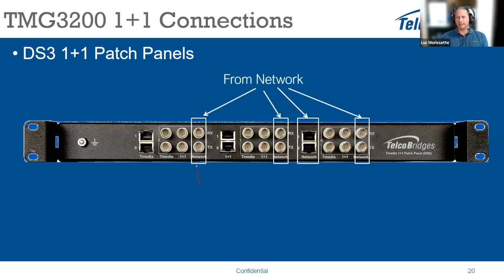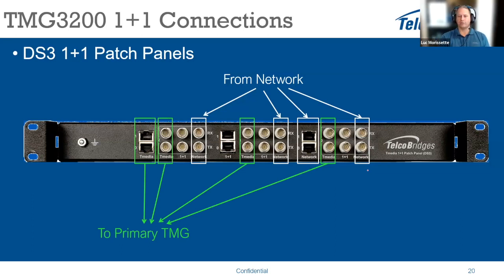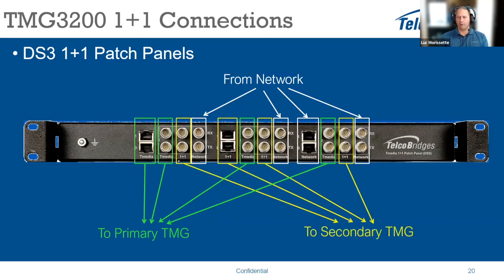And you will see that your network connection will be separated in different locations on the patch panel. So you just have to be careful when you connect them. These ones will be to the primary, and 1+1 will be to the secondary TMG device.